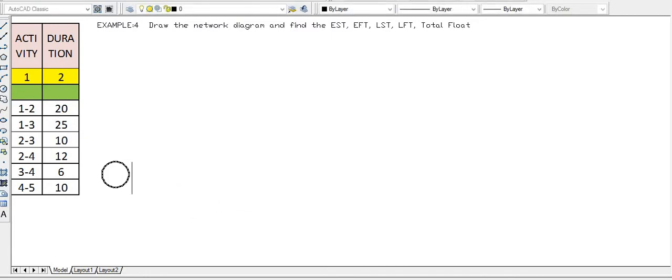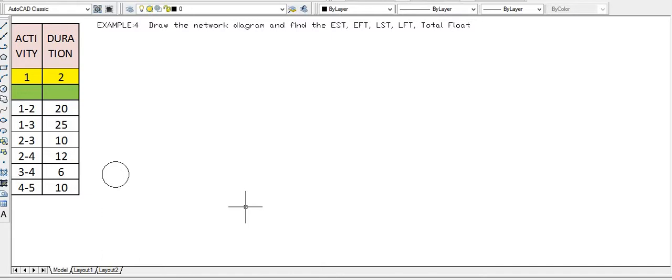So here we will draw the serial number, that is event 1. 1 is the starting point, with 1 to 2 and 1 to 3. That means the first event is the starting point, and we are starting from 1 to 2 and 1 to 3.